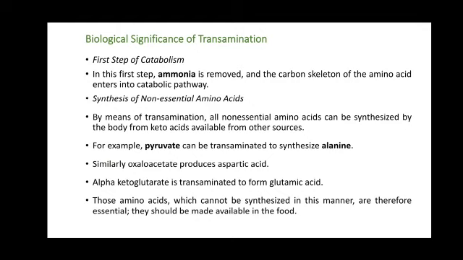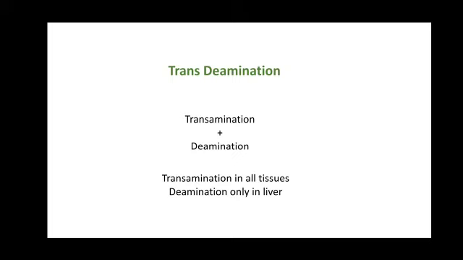Synthesis of the non-essential amino acids also takes place through transamination, and by means of transamination all non-essential amino acids can be synthesized by the body from keto acids available from other sources. For example, pyruvate can be transaminated to synthesize alanine. Similarly, oxaloacetate produces aspartic acid, and alpha ketoglutarate is transaminated to form glutamic acid. Those amino acids which cannot be synthesized in this manner are therefore essential. They should be made available in the food. So these are the biological significance of transamination reactions.